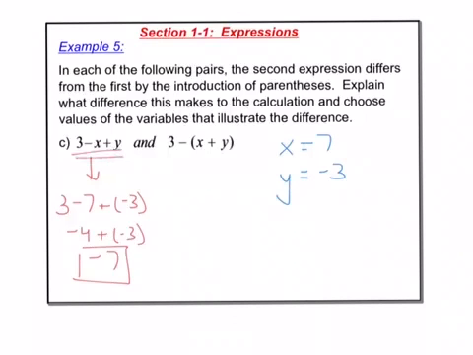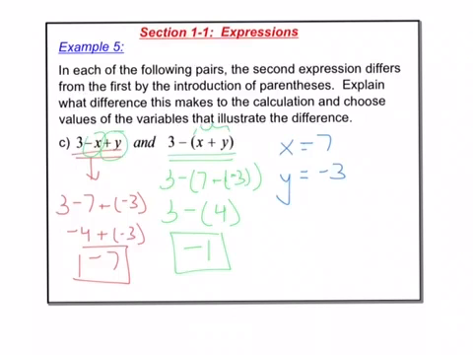And in the second part, by introducing parentheses, to explain this in words, now you're subtracting the sum of those two numbers. Before, we were just subtracting x and then coming back and adding y. So in this one, if we replaced x with 7 and y with -3, and again, I'll put that in parentheses, that's going to give me 3 minus, and then 7 plus -3 gives me 4, then 3 minus 4 is -1.